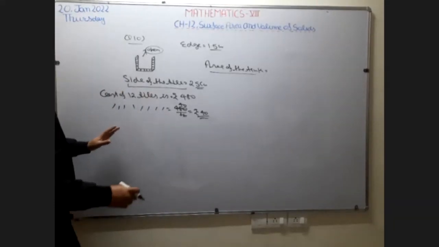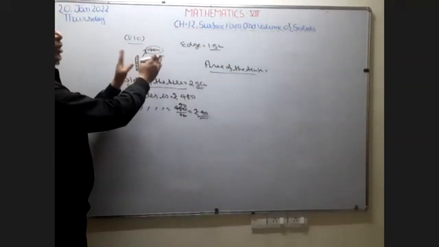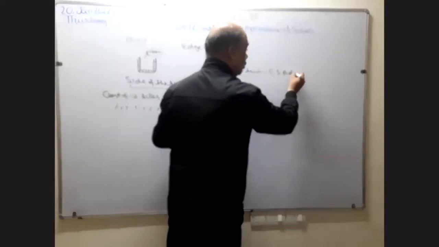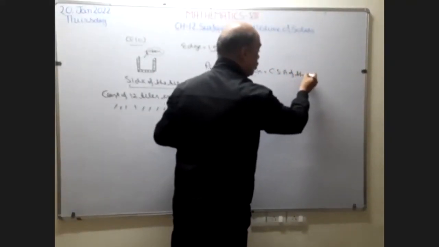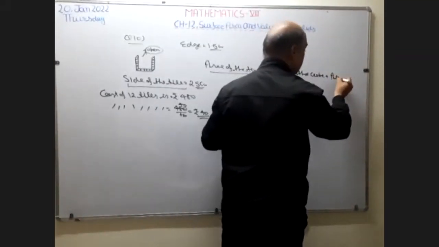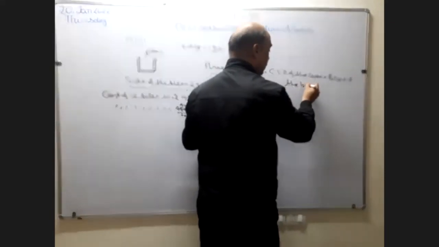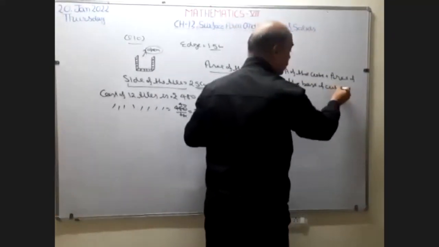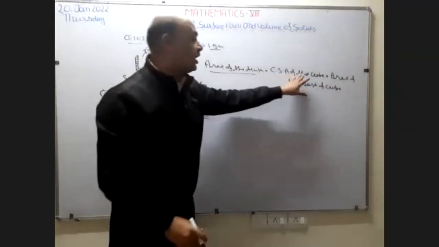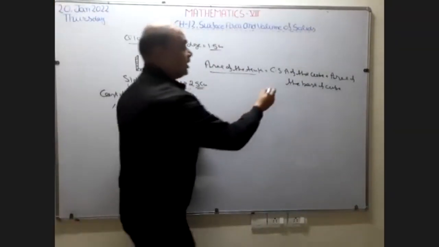Okay. So in this question, we're going to find the area of the tank. In the area of the tank, we're going to use all the four sides. It means the curved surface area of the cube, because this is the shape of a cube, plus the area of the base of the cube. With the help of these two formulas, I want to find the area of the tank. Curved surface area means all the four sides, and the base of the tank.